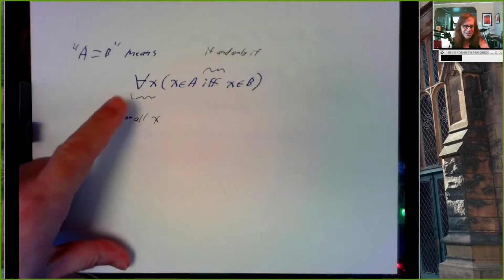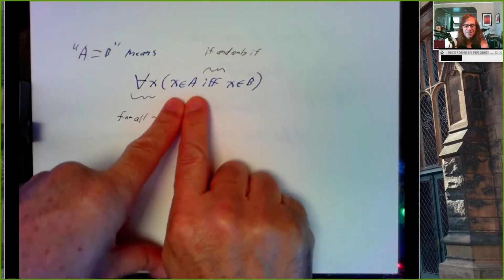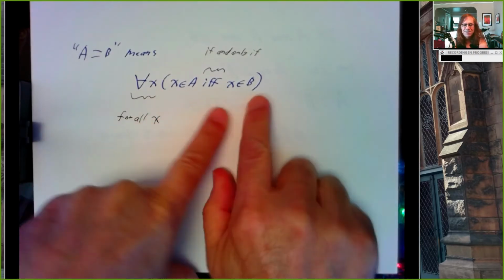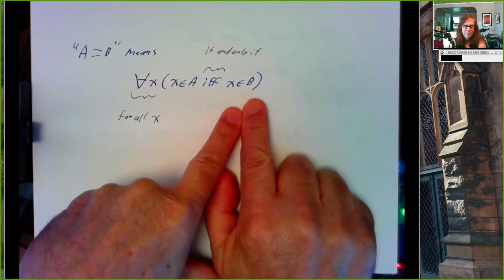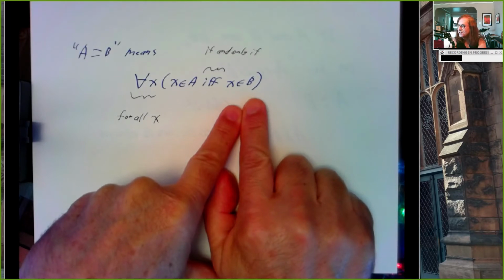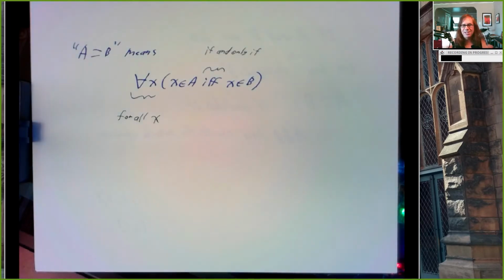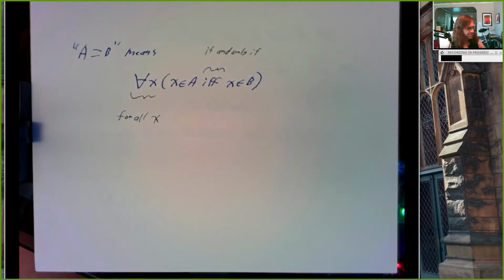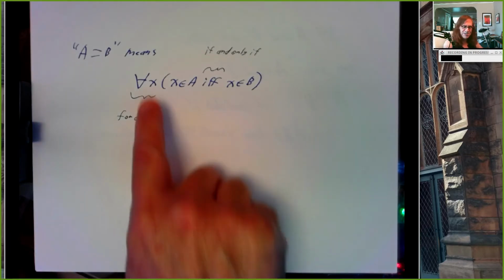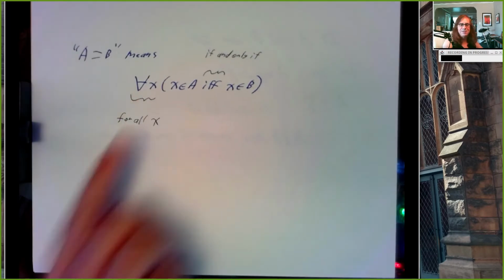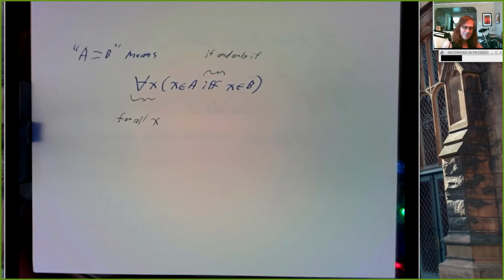And so this sentence says for all X, X is a member of A if and only if X is a member of B. And that's just a long-winded way of saying A and B have exactly the same elements. So we'll spend a few days talking about these upside down A's and then the backwards E also. And we'll work with this if and only if quite a bit later when we get into proofs.